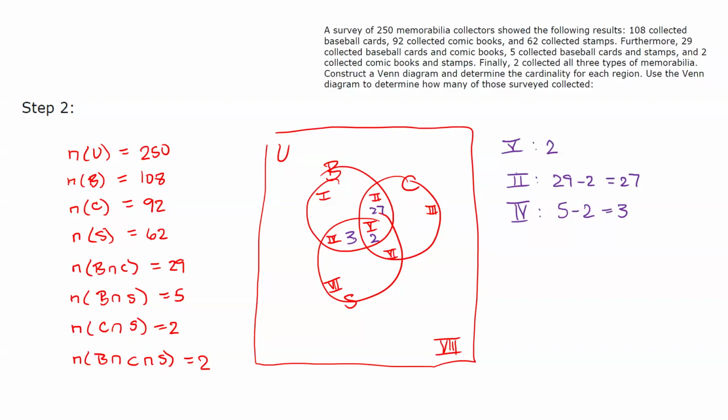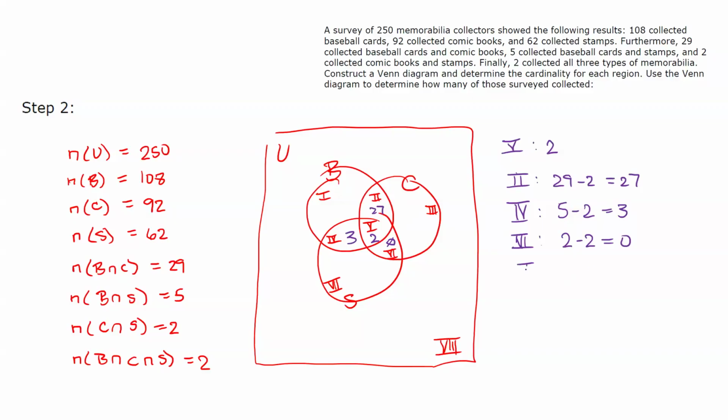So the total between B and S equals 5. Next, we will go to 6. 6 is a part of the intersection between C and S, which is 2. We already have 2, so that means 6 has 0, so that the total intersection between C and S is 2.